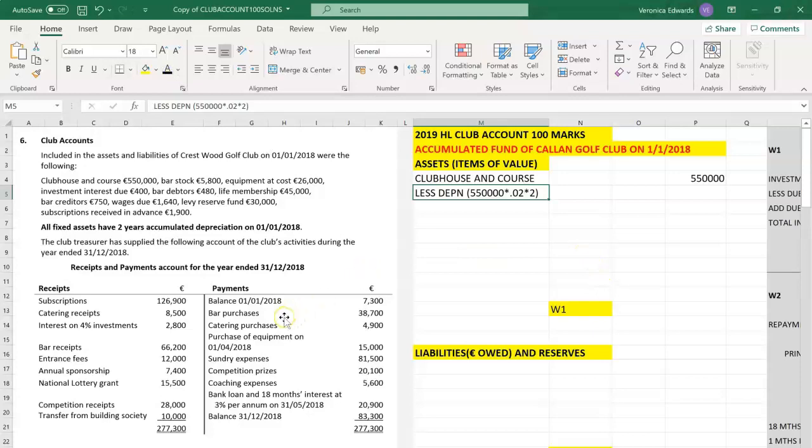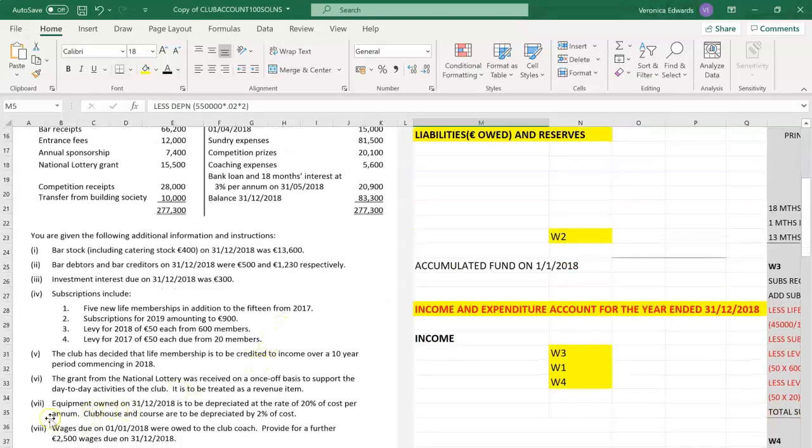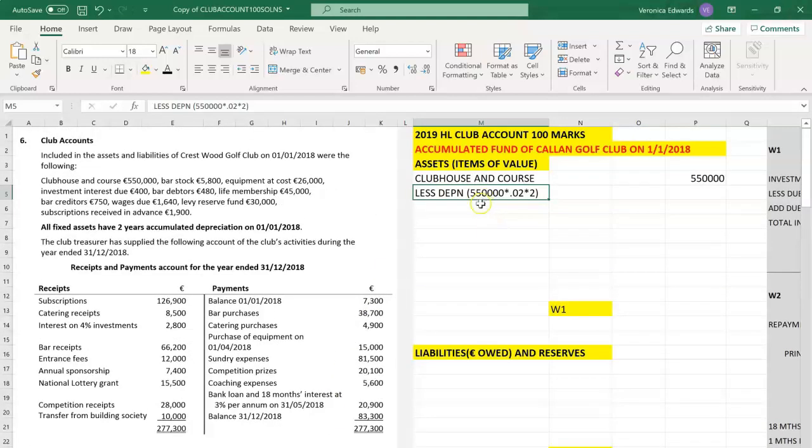Now, in order to figure out how to calculate the depreciation, you need to move down through the question for more details. If you go down to adjustment 7 here, you will see that it says that the clubhouse and course are to be depreciated by 2% of cost. When your depreciation is a percentage of cost, we call it straight line depreciation, and it will be the same every year. Anyway, in order to calculate the depreciation here for 2 years, you take 550,000, multiply by 0.02 and multiply by 2 because 2 years. Now that will be treated as a negative asset because it reduces the value of the asset, which is the clubhouse and course.